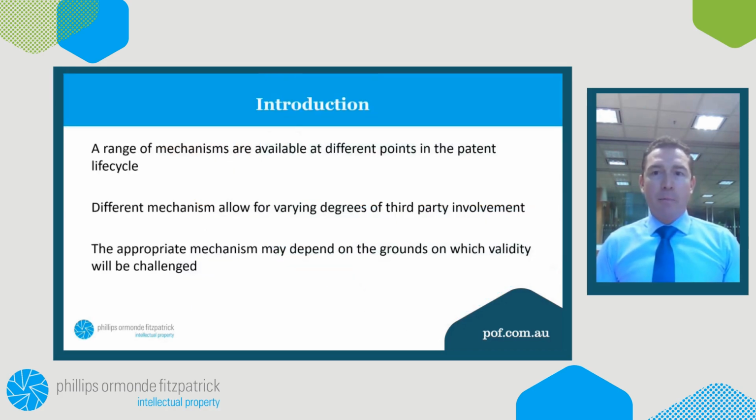There are a number of different mechanisms by which a third party can seek to challenge the validity of an Australian patent or patent application. The process and venue for making such a challenge will typically depend on the current status of the patent, but there may be circumstances in which a party has a choice as to which mechanism they wish to use. The level of involvement that they wish to have in a challenge might be a relevant consideration as to the mechanism, as well as the basis for the validity challenge, which in fact may dictate the mechanism that can be used because some grounds are only available in certain circumstances.